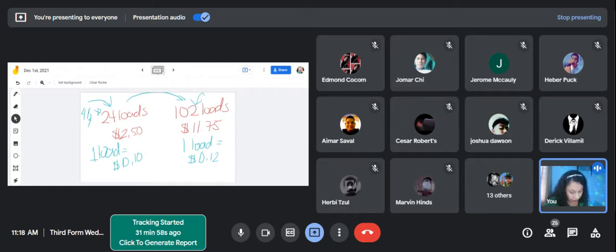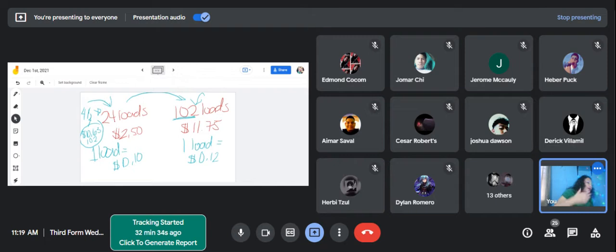So if I need 4 bottles and 1/4, I'm gonna times that by 250, and I get that this is gonna cost me $10.63 to get the 102 loads that this other one is saying. So which one would be cheaper? Mathematically proven. The big bottle.